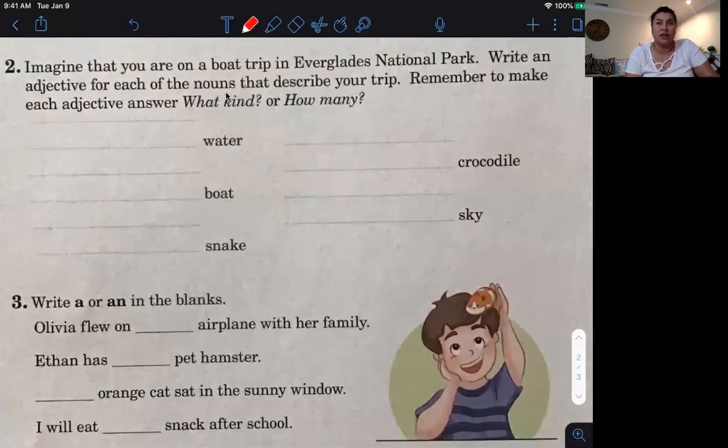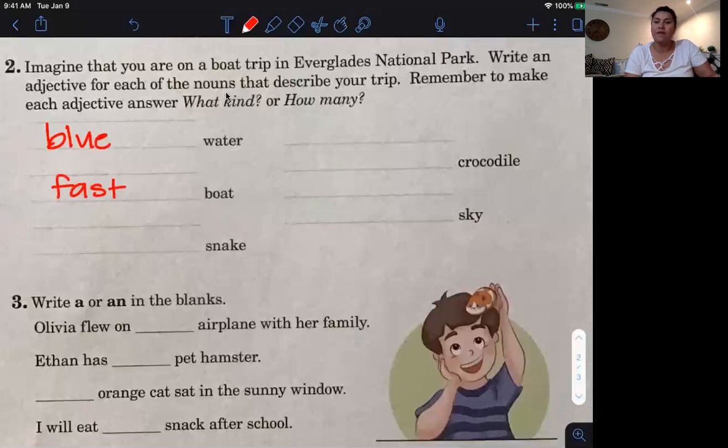When I think of water, I think of blue. Even though probably the water that I imagine alligators living in is like swampy and like green and like a dark colored, but still for some reason, water, I think blue. So I wrote blue, but you can write any other adjective you'd like, okay? And let's look at boat. When I think of a boat on this trip, I'm thinking of a fast boat, right? Go ahead and write fast.